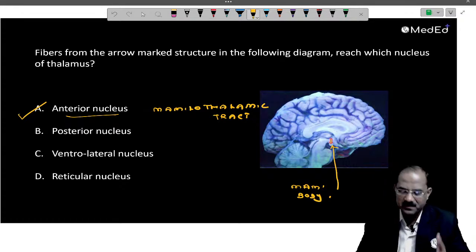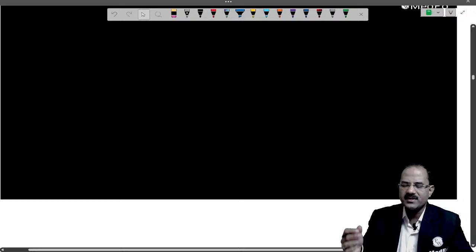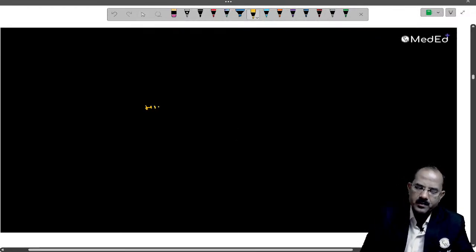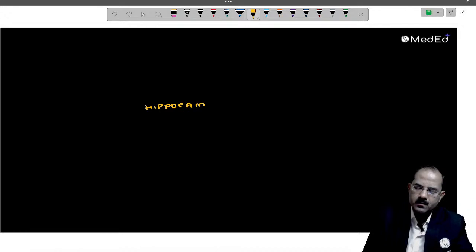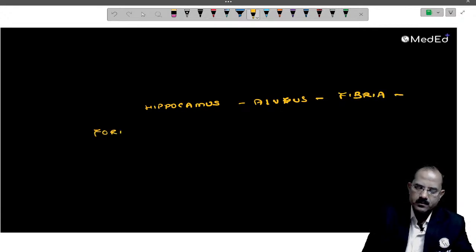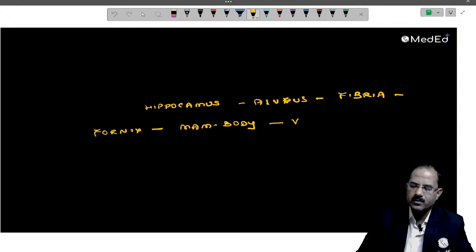Attention and recent memory. Pay attention. And when you keep on revising, I'll just write this down for you. Hippocampus. From the hippocampus forms the alveus. From the alveus forms the fimbria. From the fimbria forms the fornix. Fornix relays in the mammillary bodies. From the mammillary body, the fibers go to the nucleus of thalamus.